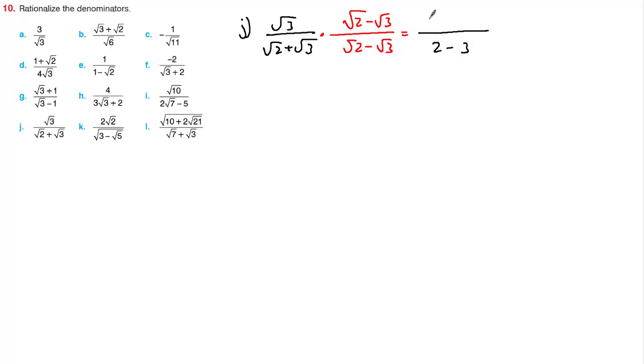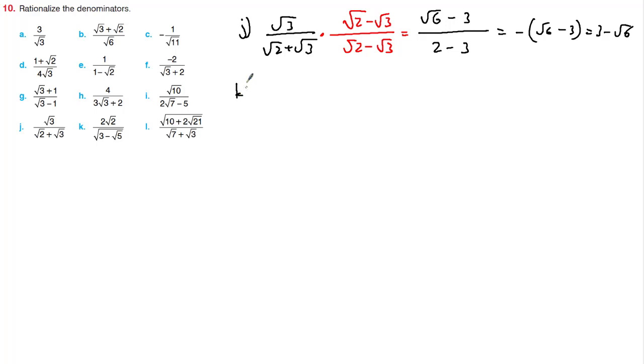2 minus 3, square root of 6 minus 3, that makes it negative square root of 6 minus 3, which is 3 minus square root of 6. It looks a bit better. We got this negative because the expression here is negative 1.